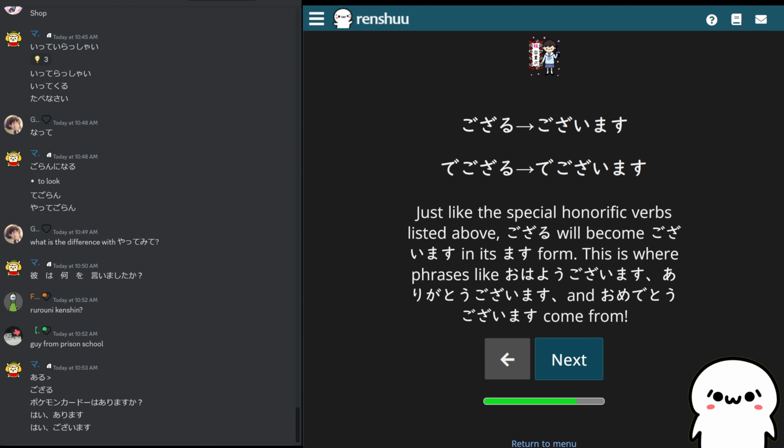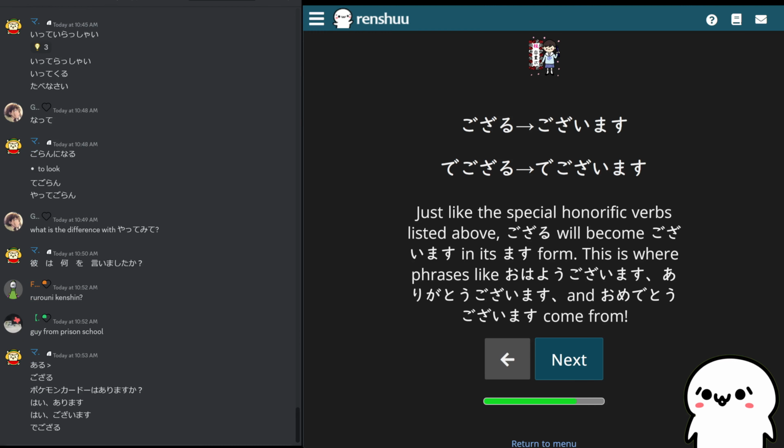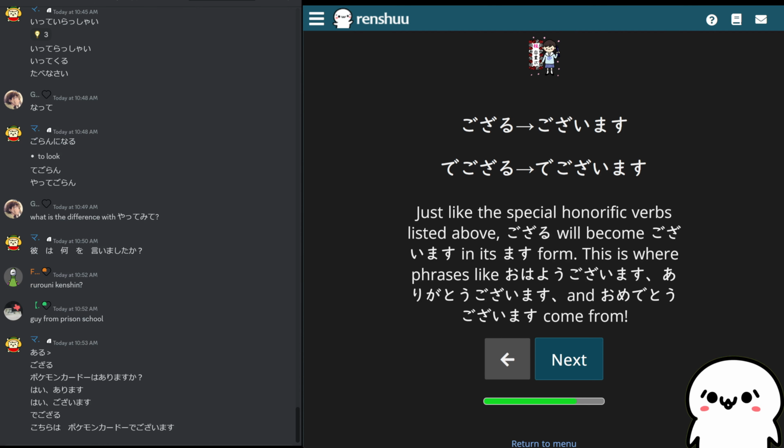The de gozaru that you see up on the screen is used in the same way that desu is used. So let's go back to the Pokemon cards. Let's say you don't know anything about them, but your kid likes them. So you go to the store and you say, oh, where are the Pokemon cards? And they point to something, and they might say this. Kochira wa Pokemon card de gozaimasu. Here, these are the Pokemon cards.